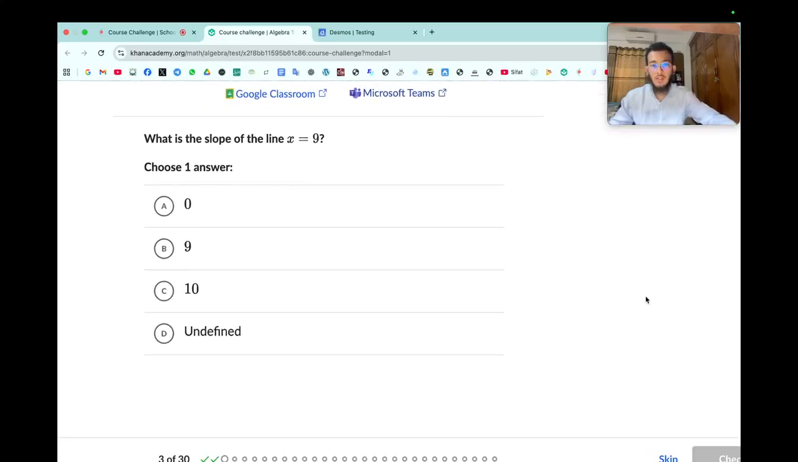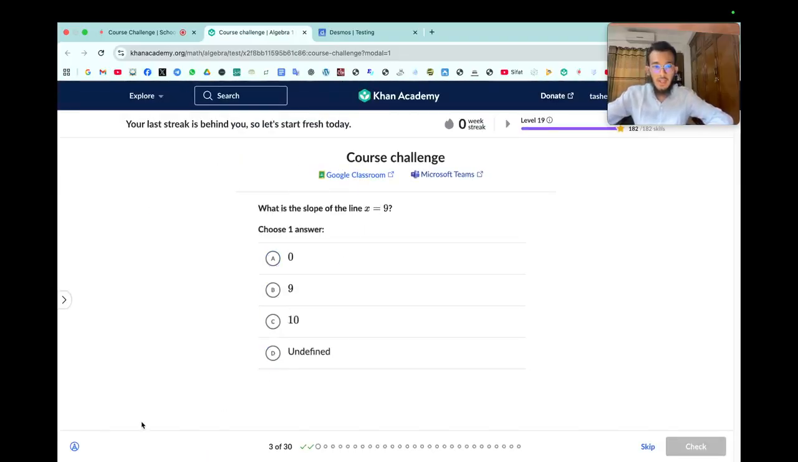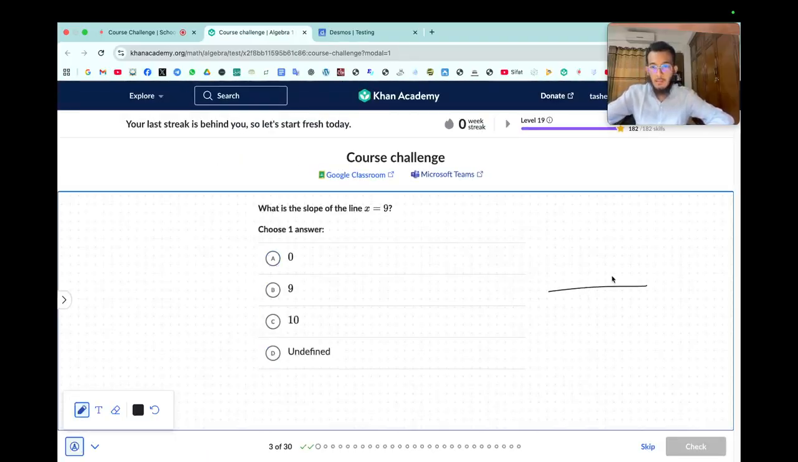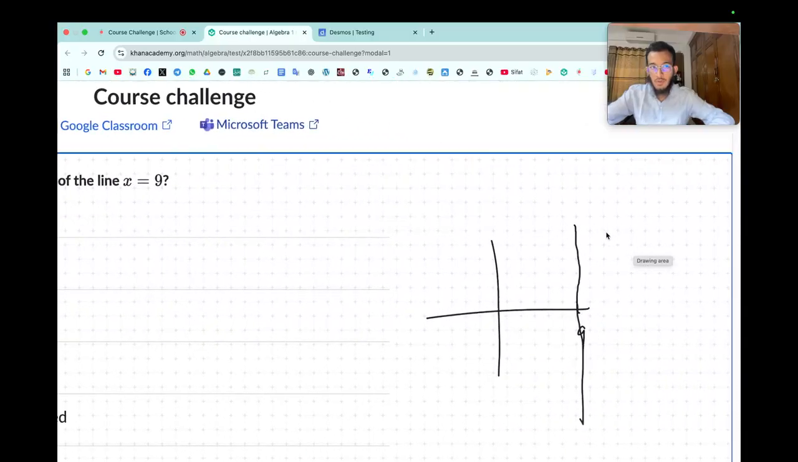What is the slope of the line x equals 9? Okay, so x equals 9 basically is a line that is parallel to the y-axis and on x equals 9. So if it is parallel to the y-axis, the slope or the gradient is del y upon del x.